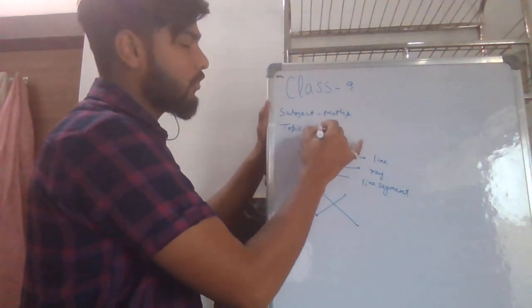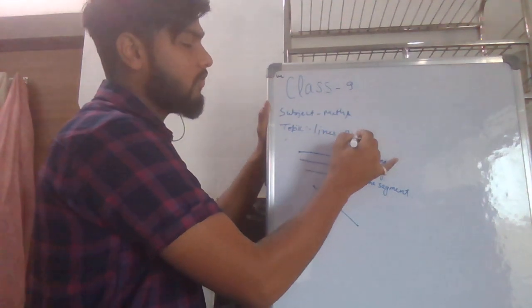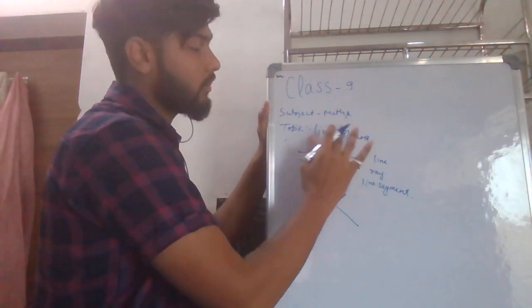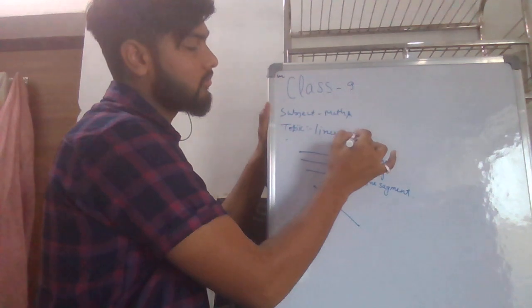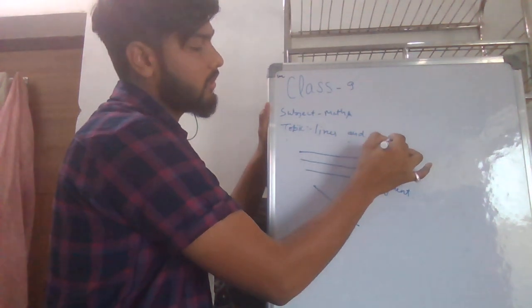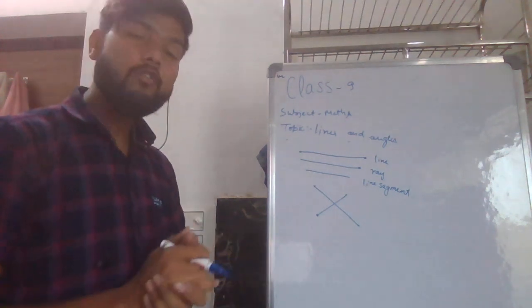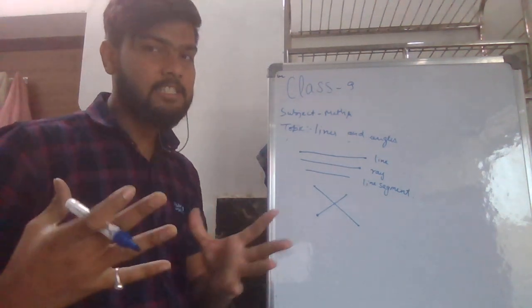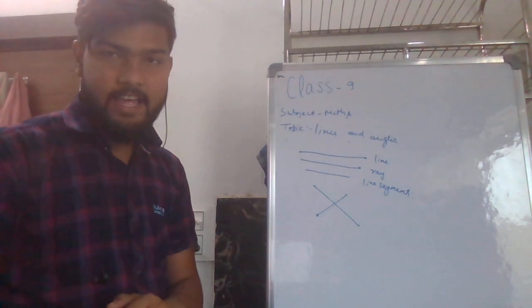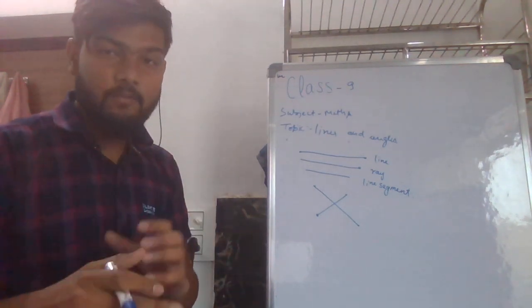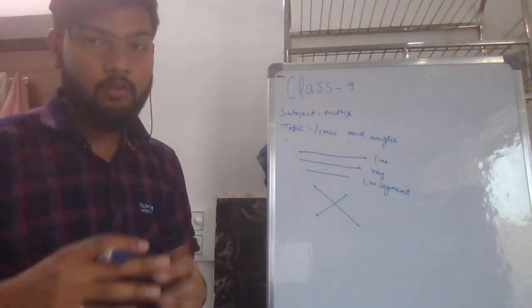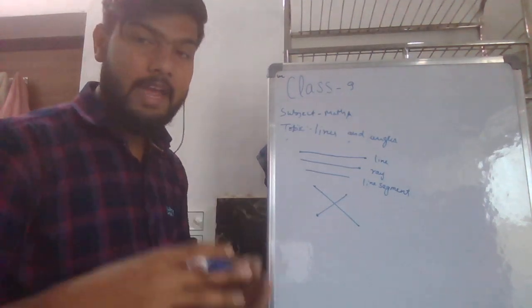So today's topic will be lines and angles. What is the topic today? Lines and angles. Now you have to define an angle. What is an angle? Yes, an angle is formed when two rays originate from the same end point.